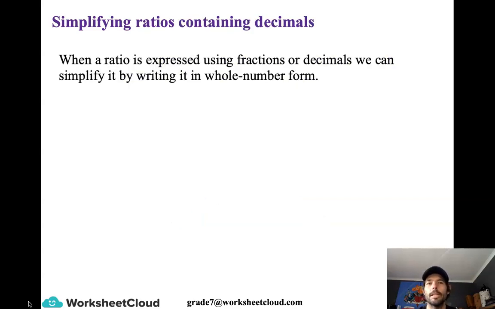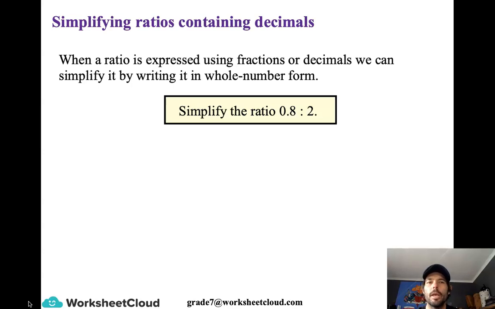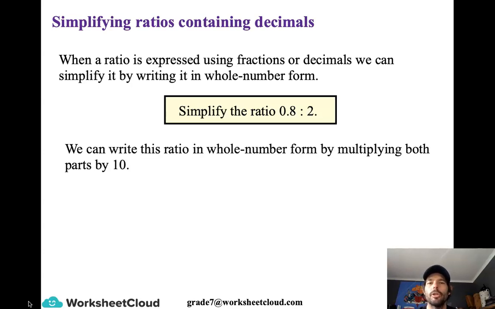Simplifying ratios containing decimals is another option, and it's something that we need to know how to do. But all we need to do there is write the ratio in whole number form by multiplying both parts by 10. So in other words, get rid of the decimal. If we multiply 0.8 by 10, we get 8. And if we multiply 2 by 10, we get 20. Now we've got 8 is to 20. It's going to be exactly the same ratio as 0.8 is to 2 because we've multiplied both numbers by 10.